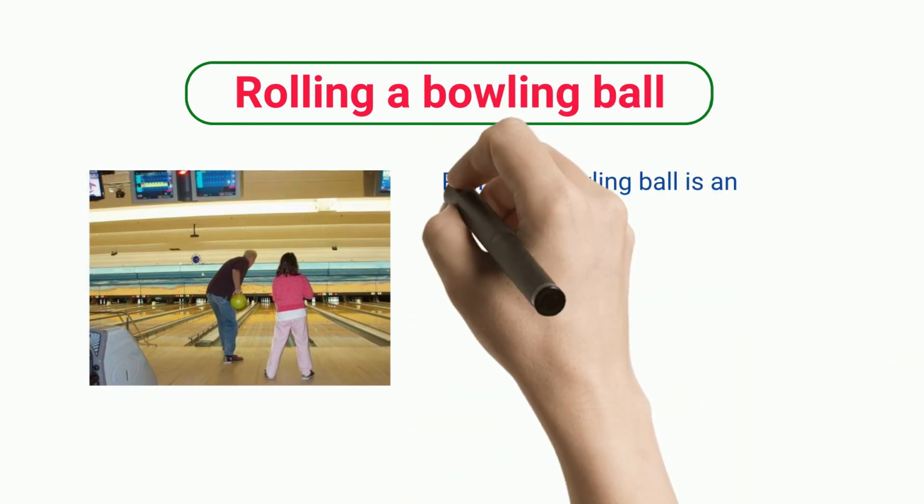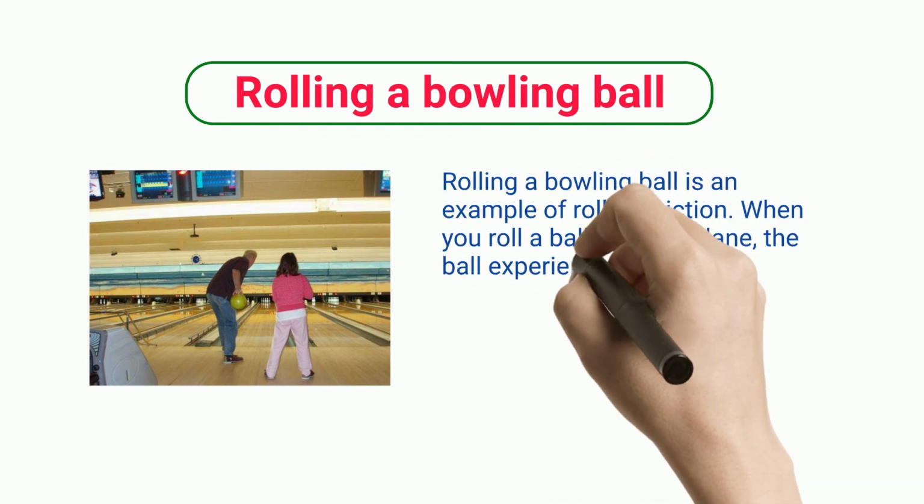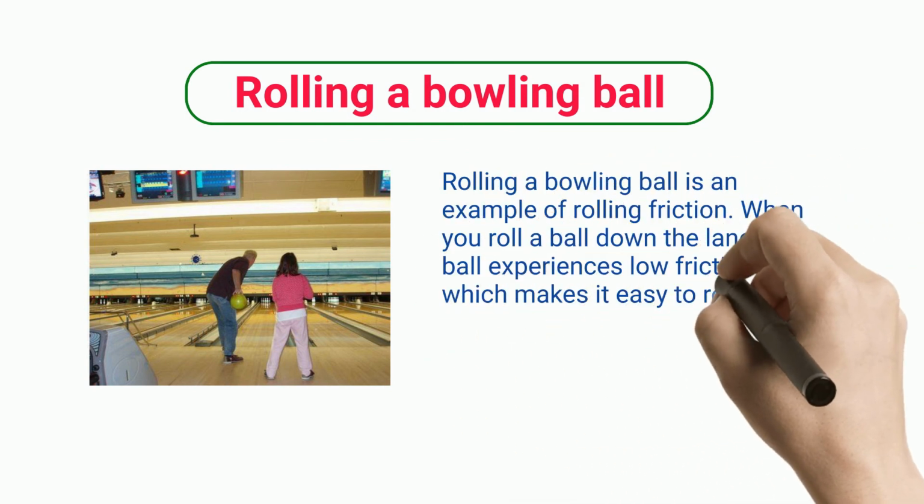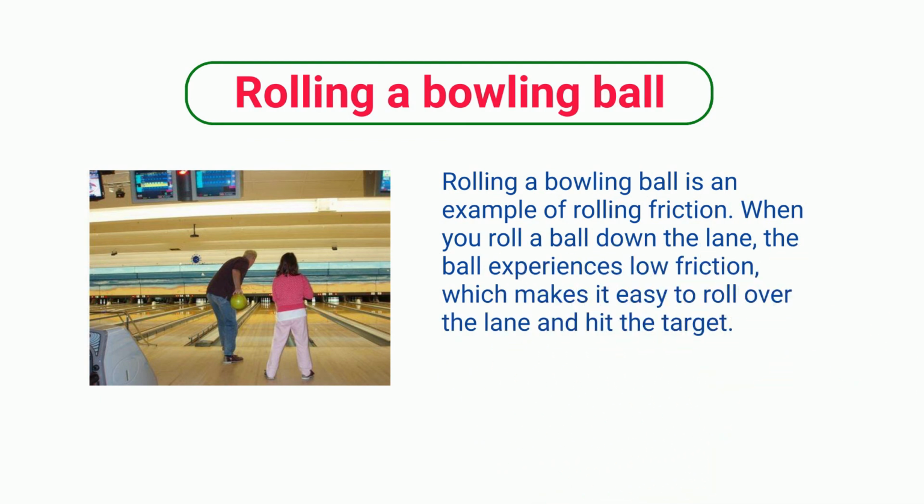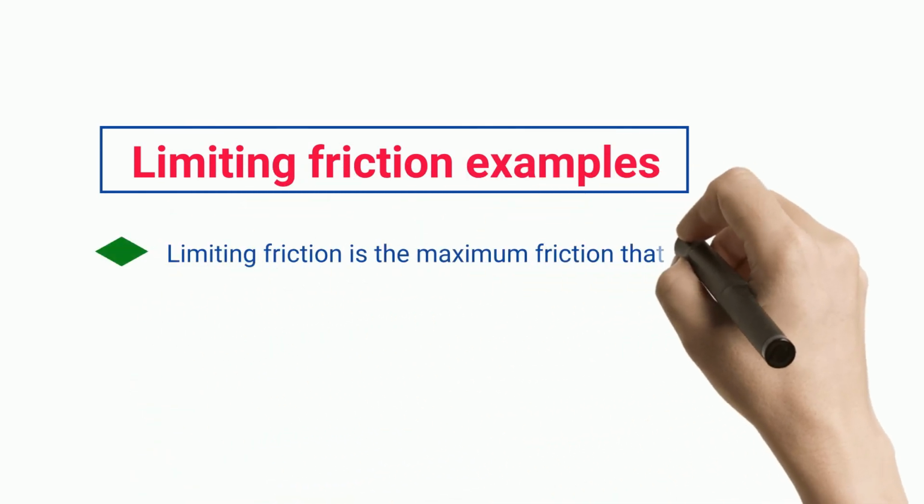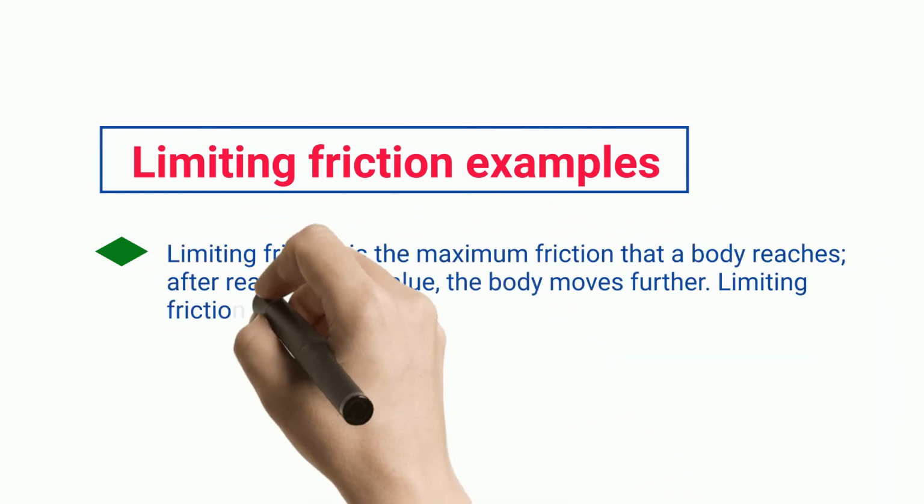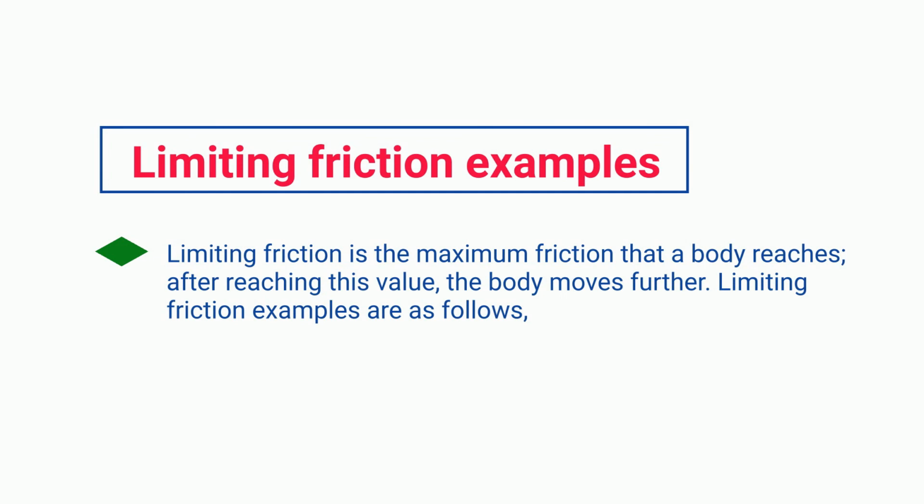Rolling a bowling ball is an example of rolling friction. When you roll a ball down the lane, the ball experiences low friction, which makes it easy to roll over the lane and hit the target. Limiting friction examples. Limiting friction is the maximum friction that a body reaches. After reaching this value, the body moves further. Limiting friction examples are as follows.